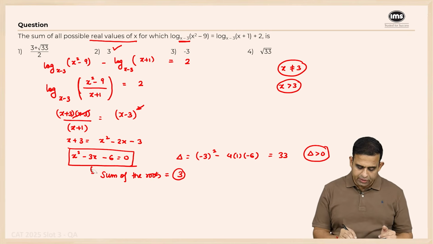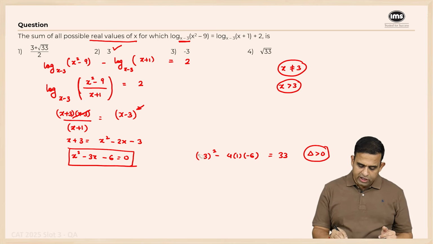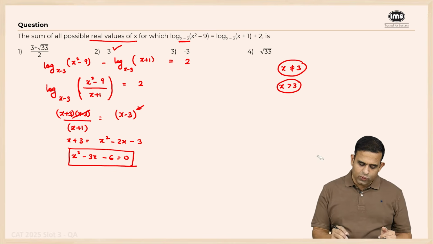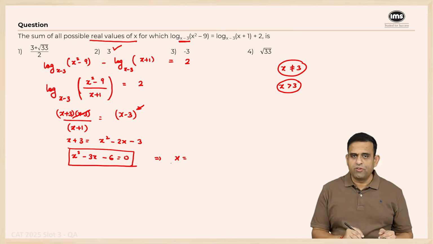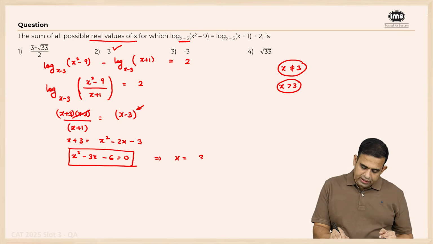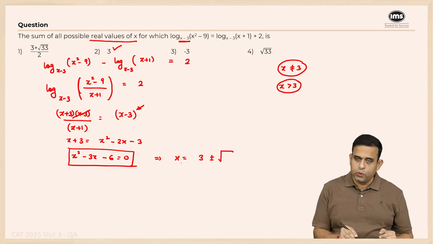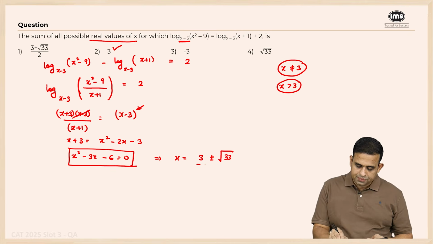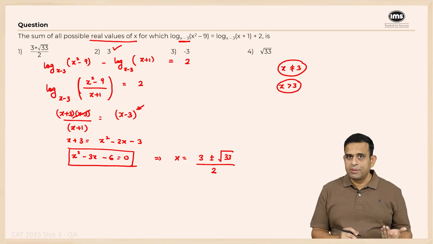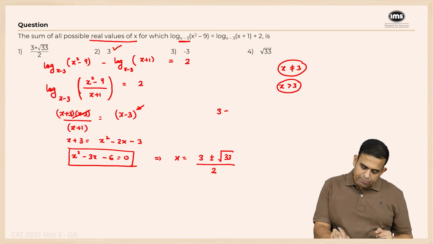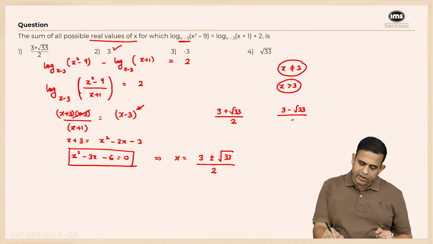So now, if you tend to find out the value, the required value of x, if I use the formula, will be 3 plus minus under root delta, which is b square minus 4ac, as we have seen was 33, divided by 2. So we got two values of x, both of them real. One is 3 plus root 33 by 2, and the other is 3 minus root 33 divided by 2.